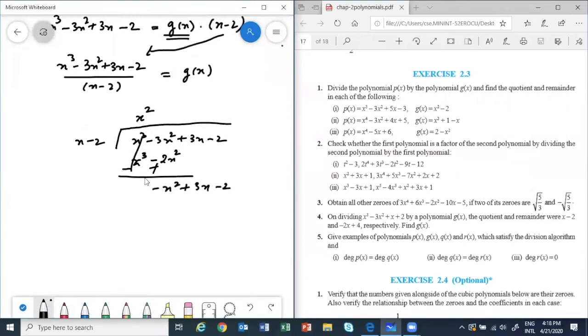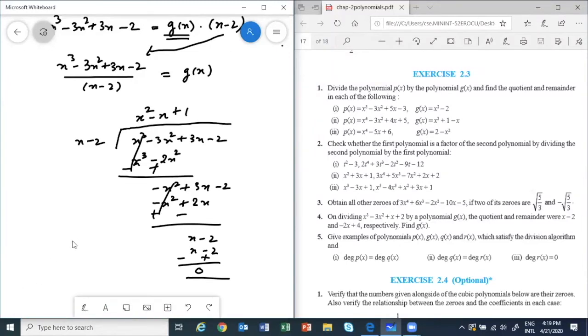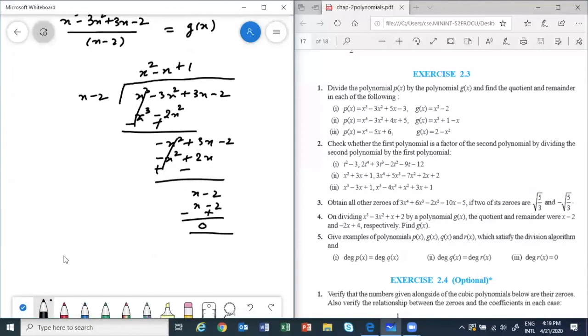Then next I will take minus x. Let's do it together. So we'll have minus x square plus 2x. Then change it. This goes. What is left? x minus 2. So then plus 1 times x minus 2, minus plus, and remainder is 0. So what is g(x)? x square minus x plus 1. So g(x) is equal to x square minus x plus 1. This is our answer.